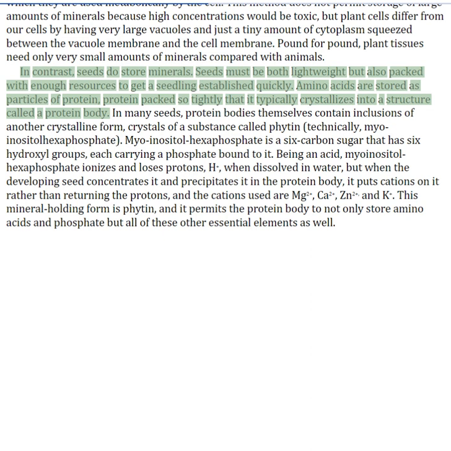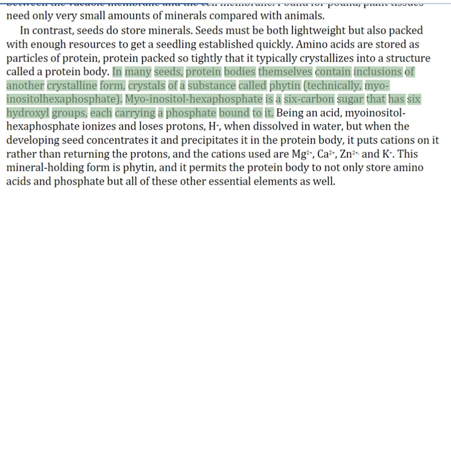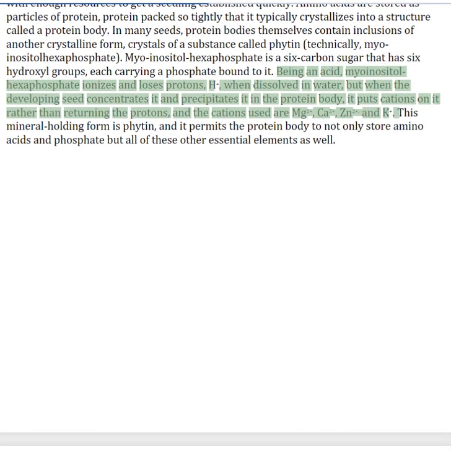Seeds must be both lightweight but also packed with enough resources to get a seedling established quickly. Amino acids are stored as particles of protein packed so tightly that it typically crystallizes into a structure called a protein body. In many seeds, protein bodies themselves contain inclusions of another crystalline form, crystals of a substance called phytin. Myo-inositol hexaphosphate is a 6-carbon sugar that has 6 hydroxyl groups, each carrying a phosphate bound to it.